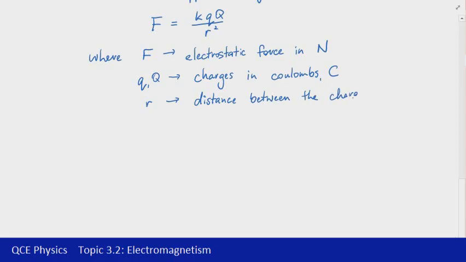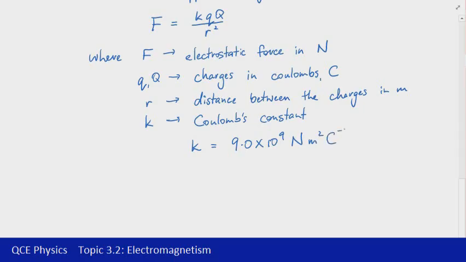Now this value of k is known as Coulomb's constant, and the value itself is related to another property. Coulomb's constant has a particular value: k is equal to 9.0 × 10^9, and the units of the constant are newton meters squared per coulomb squared. And that's actually equal to the quantity 1 on 4 pi epsilon naught. Now this epsilon naught quantity is known as the permittivity of free space.